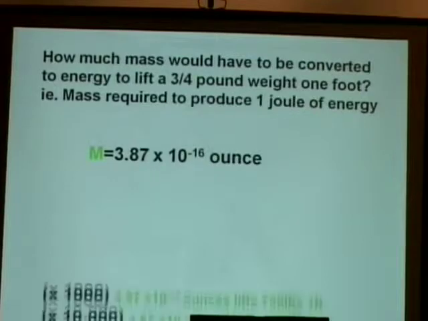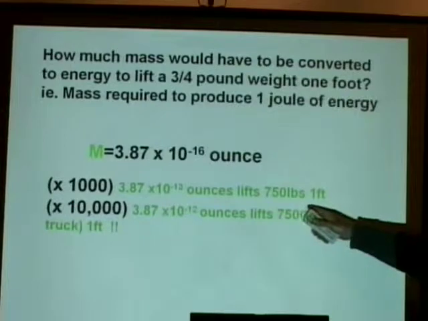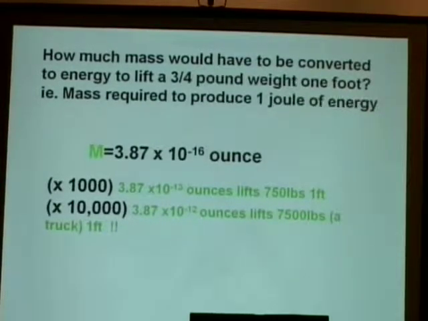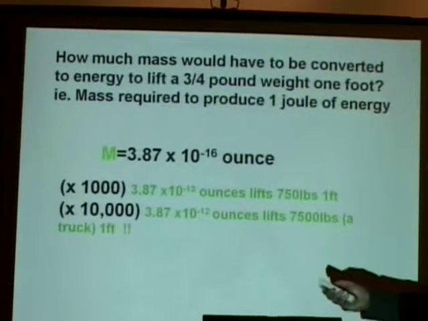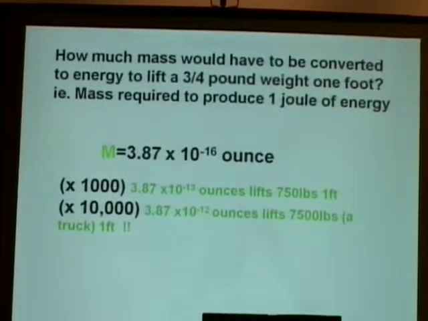Now, if we multiply this by 1,000 so that the 3/4 of a pound becomes 750 pounds, and I want to lift that 1 foot, you can see, gee, that's something that takes a bit of work. It only takes 3 times 10 to the minus 13 ounces. And now if you multiply it by 10,000, then we're trying to lift something on the order of a heavy truck. Lift that 1 foot, and that only takes 3 millionths of an ounce if you could convert mass to energy.